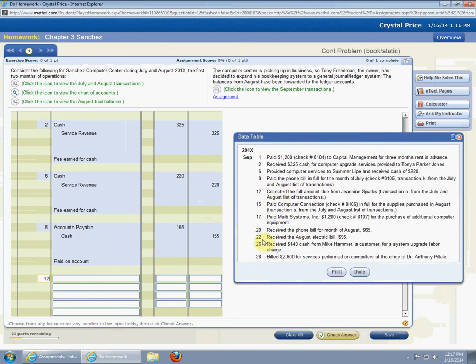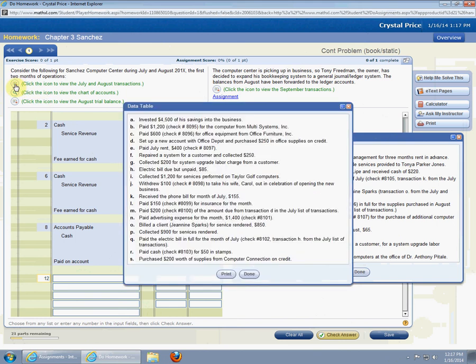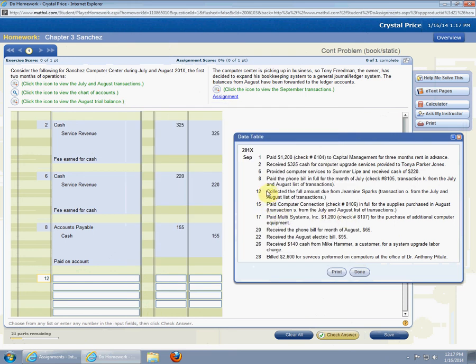Okay, on number 12, let's put 12 in. This again is involving July. It says we collected the full amount from Sparks, and this was transaction O. So let's look at transaction O. She owed us Bill Clumps $850. So we're collecting all of it.